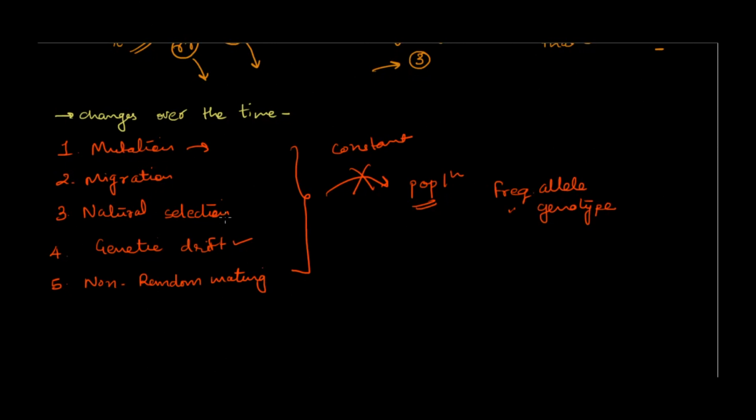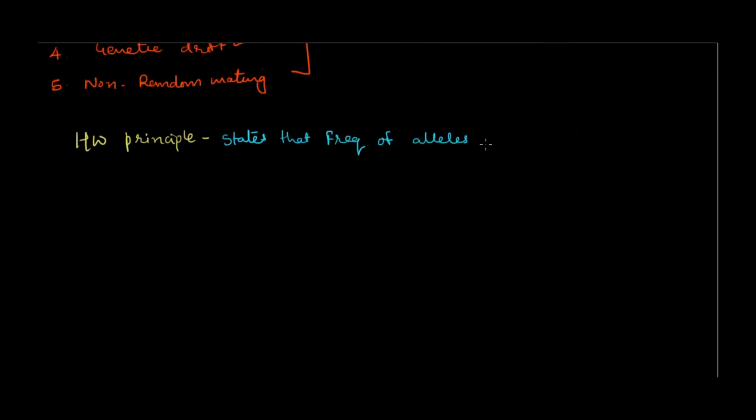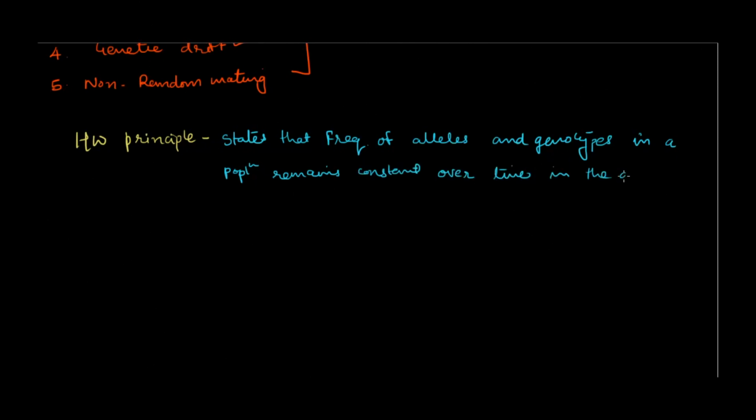It wouldn't change because we are assuming that none of these factors are working on a population, so there will be no change in the allele and thus there will be no change in the genotype. That's what Hardy Weinberg equilibrium states. It says that the frequency of alleles and genotypes in a population remains constant over time in the absence of any evolutionary influences.